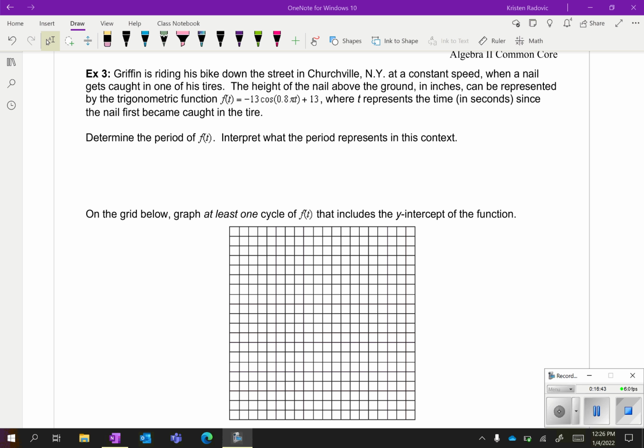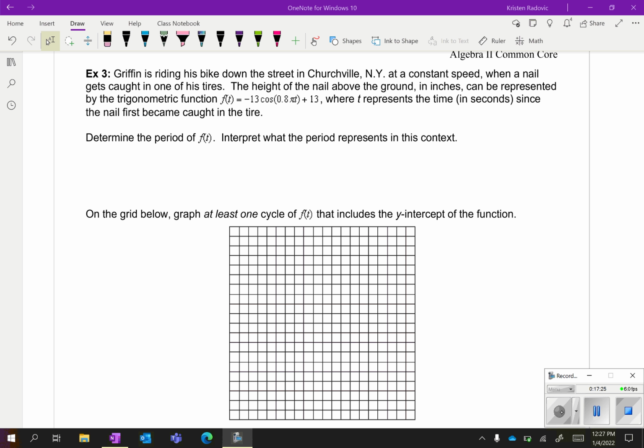So we have Griffin is riding his bike down the street in Churchville, New York, at a constant speed when a nail gets caught in one of his tires. The height of the nail above the ground in inches can be represented by the trigonometric function. Remember that instead of trigonometric, they can say sinusoidal, because sinusoidal means the same thing. It just means trig function. F of t equals negative 13 cosine of 0.8 pi t plus 13, where t represents the time in seconds since the nail first became caught in the tire.